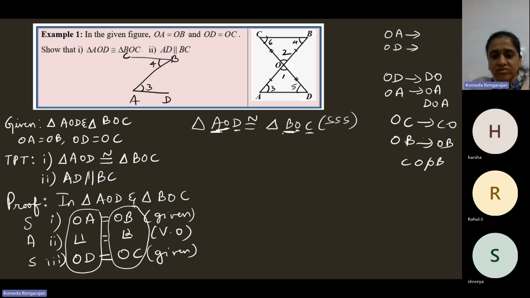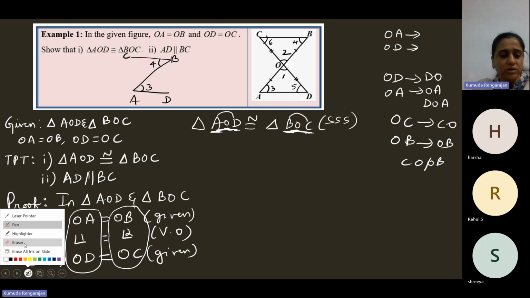And then AO is equal to BO. OD is equal to OC. And then AD is equal to BC. Triangles are now identical. Their corresponding sides and angles will be equal.